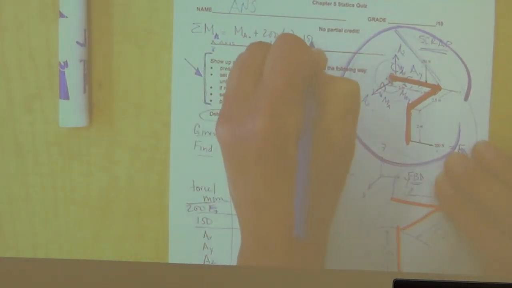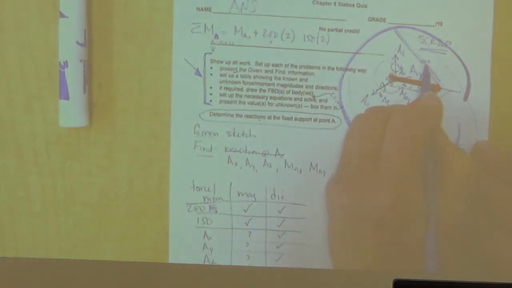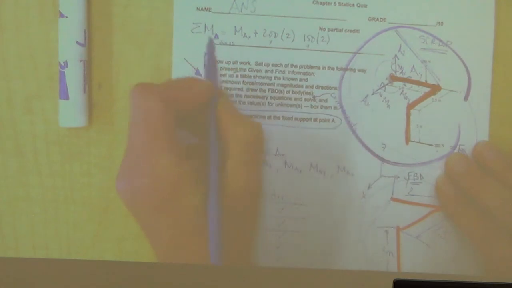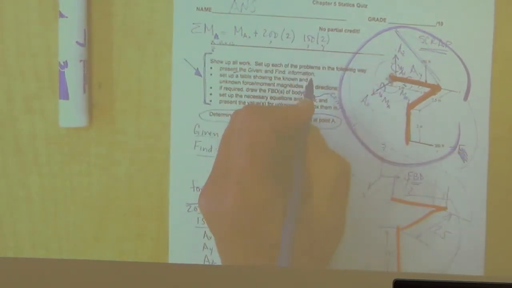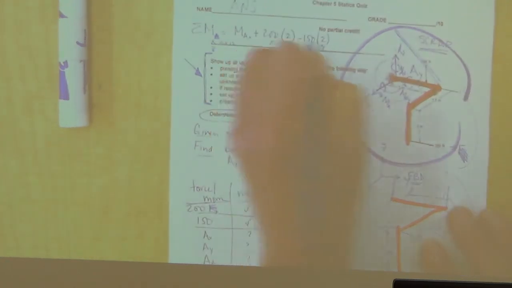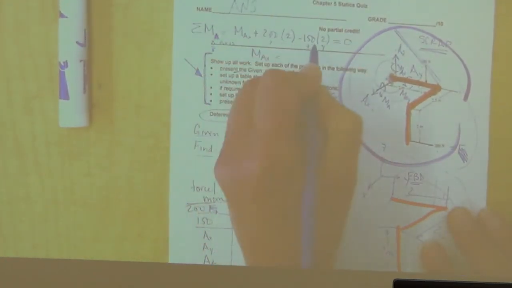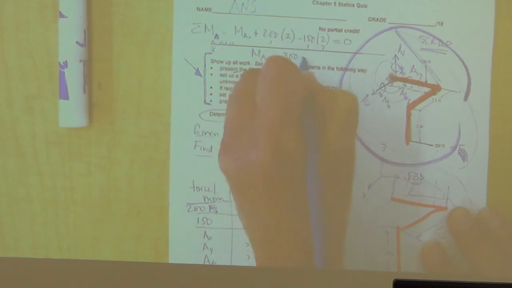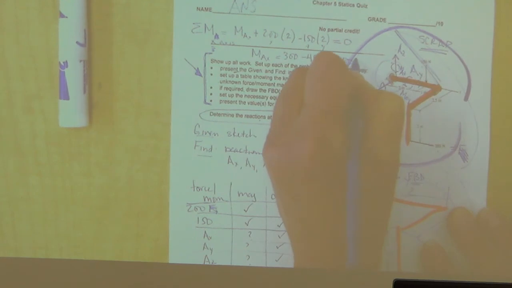Indeed. 150 times 2. The 150 is in the z. You're trying to find the moment about the x. The distance has got to be in the y. Positive or negative? Negative. So equals 0. So in the end, the moment about x is equal to 300 minus 400, and it comes out to be negative 100 Newton meters.